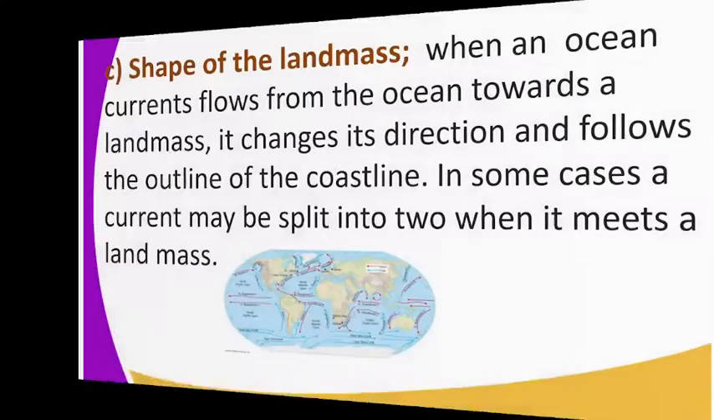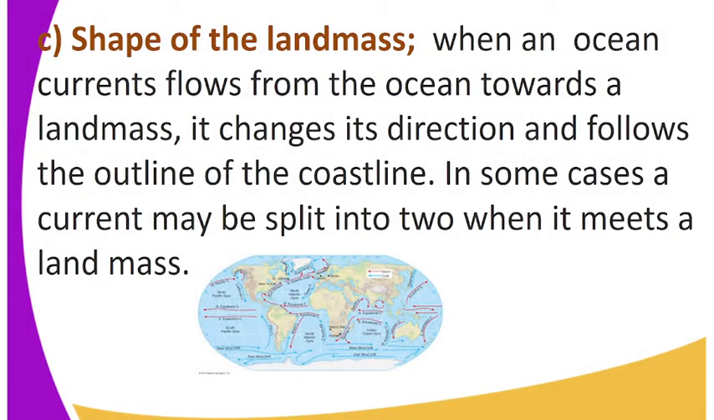C. Shape of the landmass. When an ocean current flows from the ocean towards a landmass, it changes its direction and follows the outline of the coastline. In some cases, a current may be split into two when it meets a landmass.